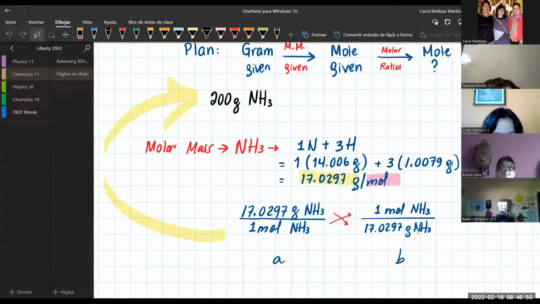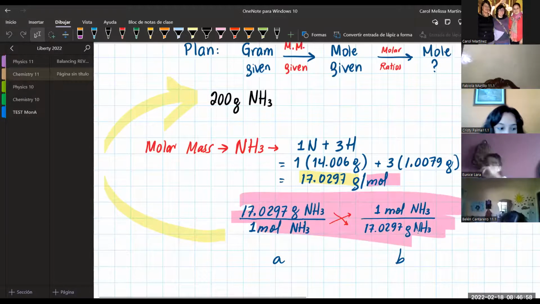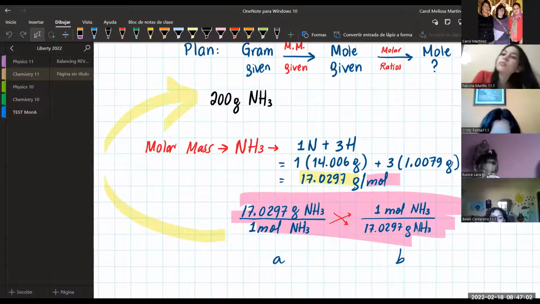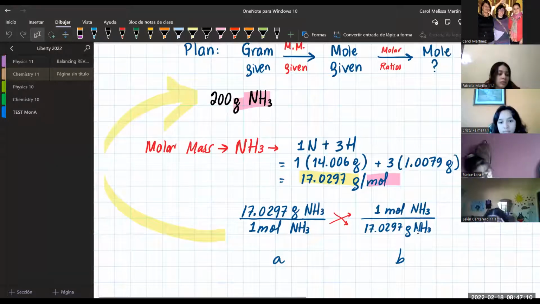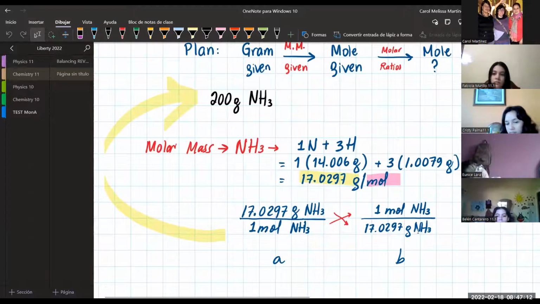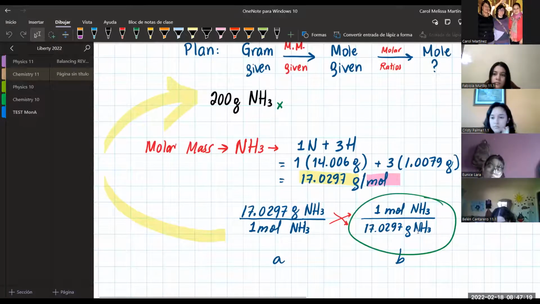From grams given to moles given, it says I need to use the molar mass of the given. I have my molar masses right over here. What molar mass am I going to be using? A or B? B, in order to get rid of grams of ammonia. Which one am I going to use? B. That is correct. Okay, I'm going to use B.